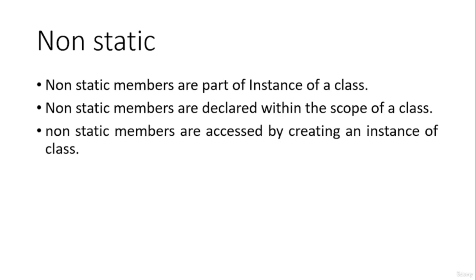So they will be part of the non-static part, and they should be declared in the scope of the class. If we declare a variable without the static keyword, then that variable will be non-static. That variable can be accessed by creating an object of the class and using the dot operator. So that is the theoretical aspects of static and non-static members. Now let us see some programs to understand the concept.